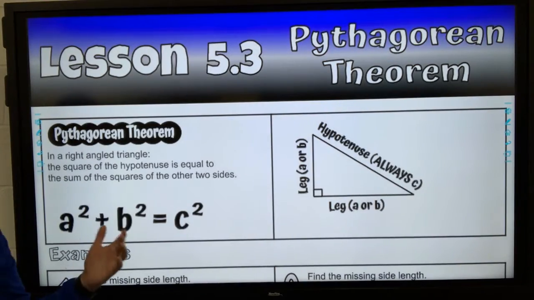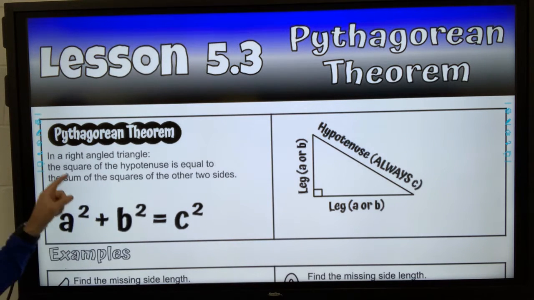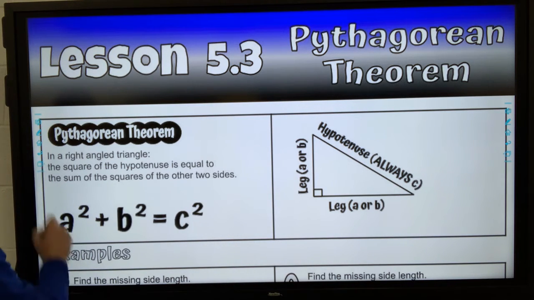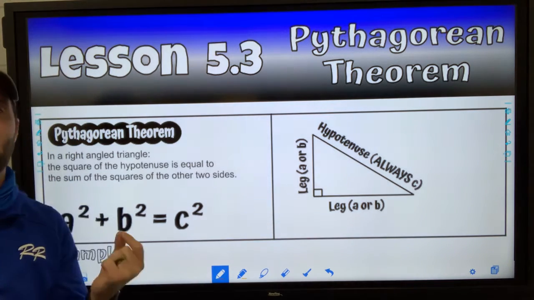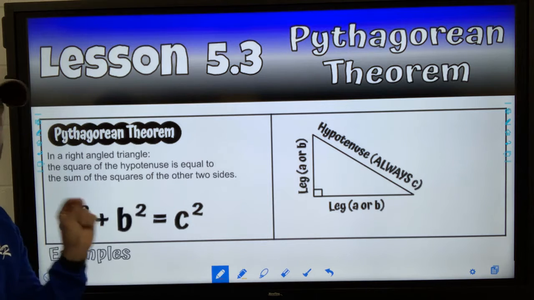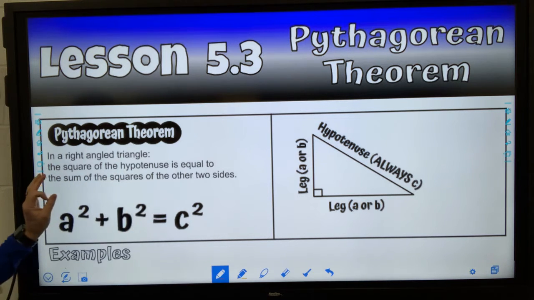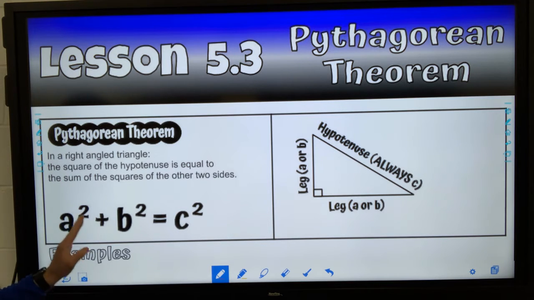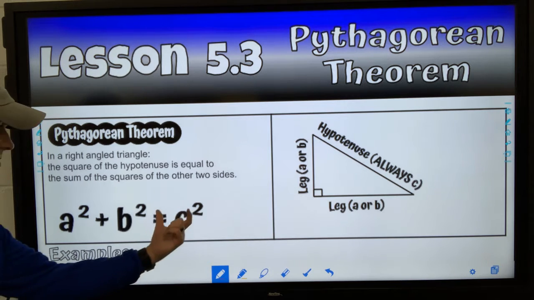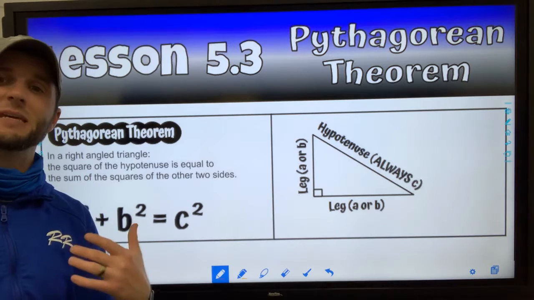All right, so first thing we're going to talk about is specifically what is the Pythagorean Theorem. So it says in a right-angled triangle, meaning the only way that this is going to work is if it is a right triangle. It cannot be any other triangle. It has to be a right triangle. The square of the hypotenuse is equal to the sum of the squares of the other two sides. So basically, a squared plus b squared is always going to give you c squared. So that means if I was to square the hypotenuse, add the square of the other two sides together, they're always going to be equal to each other.